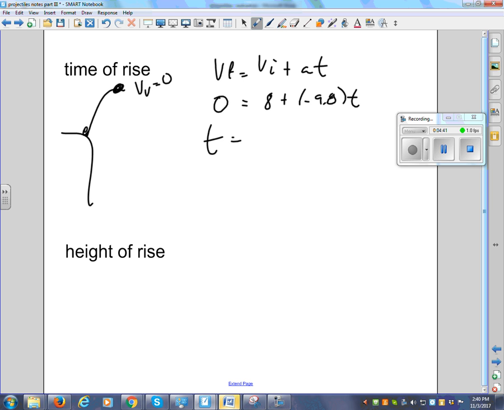So T is just 8 divided by 9.8. And we have to put the negative in there. Well, when the A goes to the other side, it's going to become negative. Time has to be positive. And so the time of rise is 0.82 seconds.